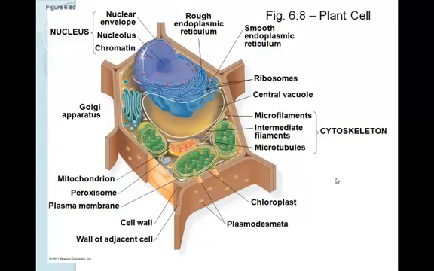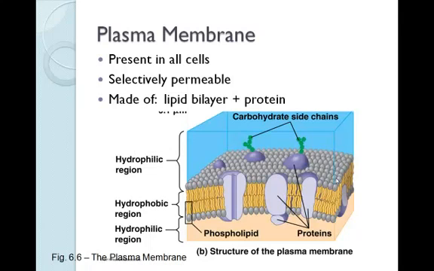This diagram shows a eukaryotic plant cell. You should also refer to this diagram and be able to compare it with the structure of the animal cell. We'll begin by looking at the plasma membrane.